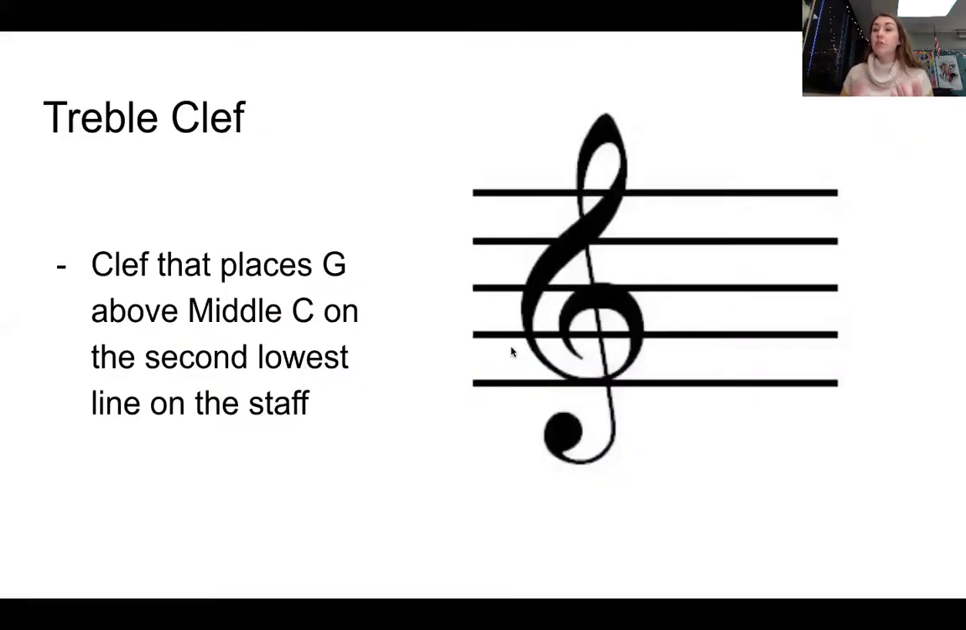So this is the treble clef. And the treble clef places G above middle C on the second lowest line on the staff. You will be able to use a slideshow on your assignment today, by the way. So the treble clef is the clef that places G, this is G right here, it's circling G, above middle C, which would be down here, on the second lowest line, 1, 2, on the staff. That's a treble clef.